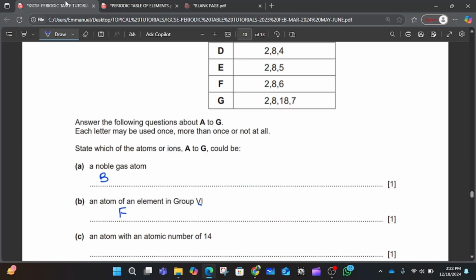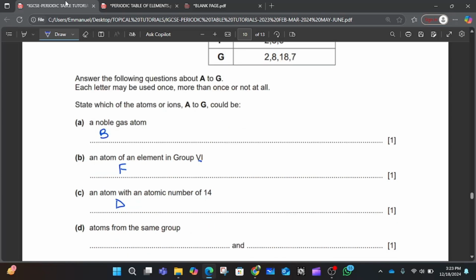C, an atom with an atomic number of 14. So if you want to get the atomic number, just add all the electrons together, and you are going to get the atomic number. So if you add this, you get 2 plus 8 plus 4, that gives us 14. So this must be D.